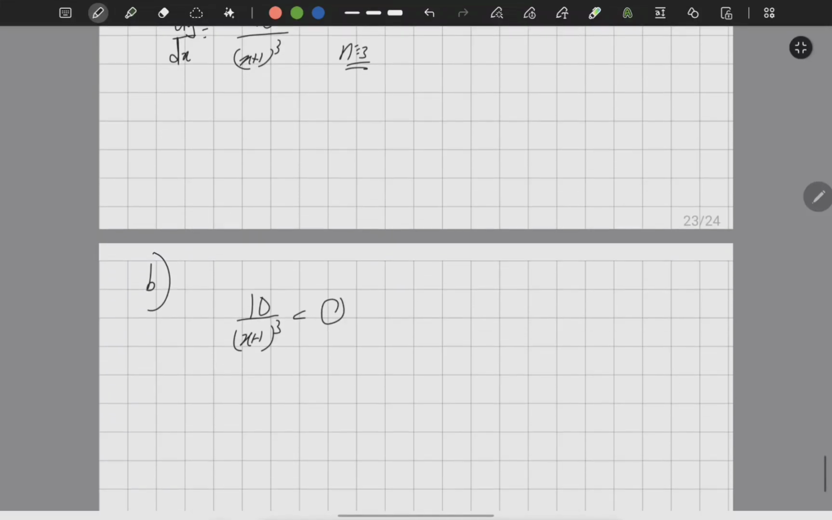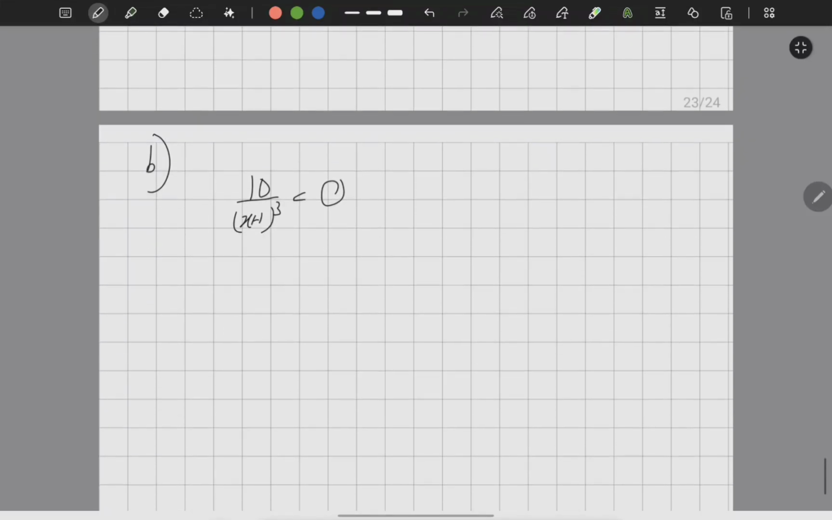Okay, so now we see what we can do, because our top is positive, our top is 10, and that is never going to change because it's a constant. Constants don't change. So the 10 is positive, and we know that less than 0 just means negative.